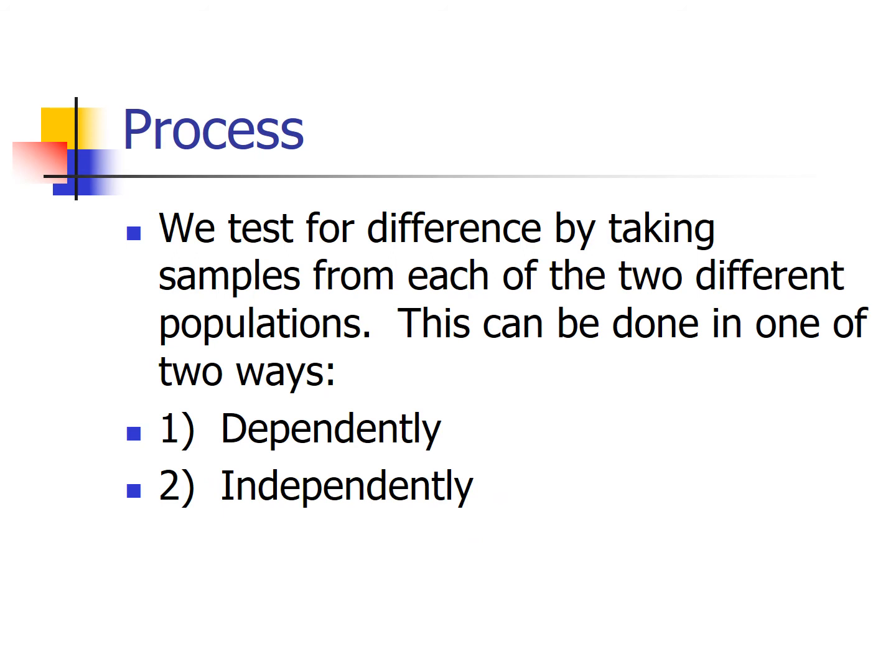Now, how do we do this? Well, if we want to compare two populations, we take a sample from each of the two populations. And then what we do with that sample depends upon which situation we're in. We could be in one of two situations. We could be in what's called the dependent situation, in which case we would do what's called a dependent t-test, or maybe a little bit more commonly a paired t-test. Or we can do an independent t-test. So let's look at each of these.